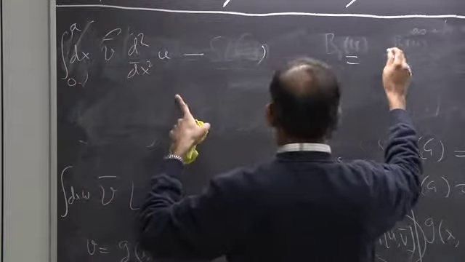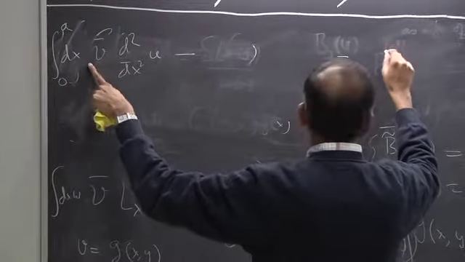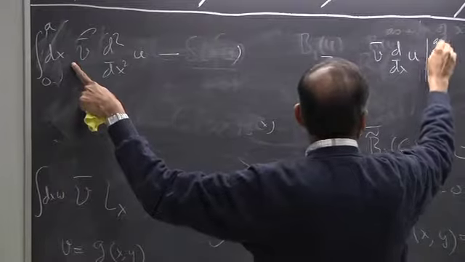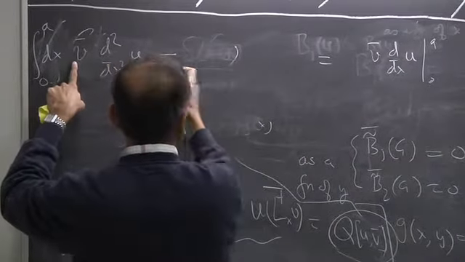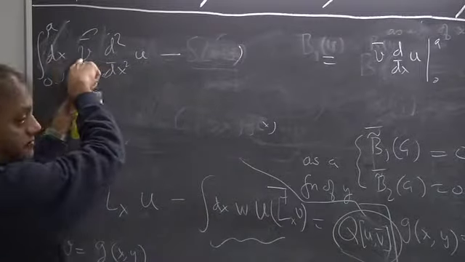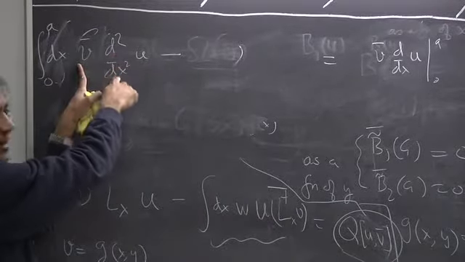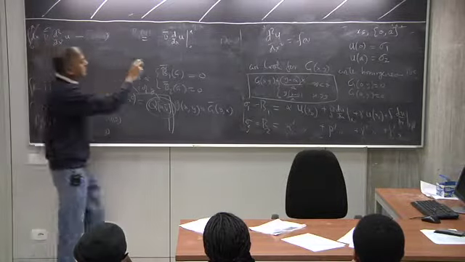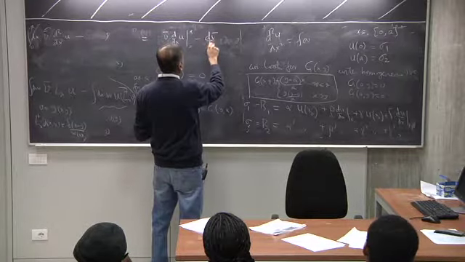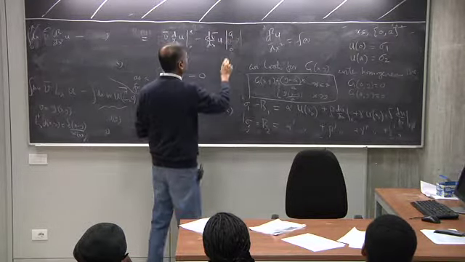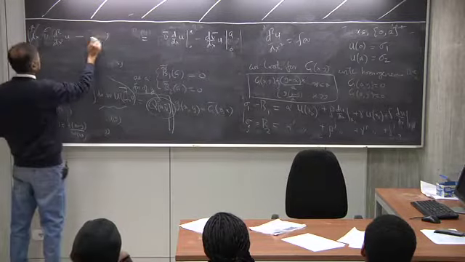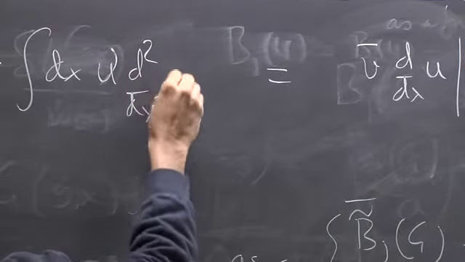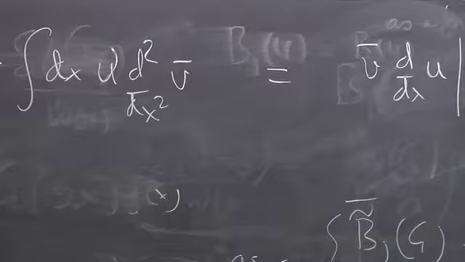So the one term you get, the boundary term you get, is v bar d by dx u evaluated at the endpoints a and 0. Okay, and then the term you will get will be d by dx with a minus sign, d by dx v bar times d by dx v bar u. Then I do one more partial integration by parts. So I will get here minus dv bar by dx times u evaluated at a and 0. And after that, what I will get is simply the integral dx u d2 by dx2 v bar.